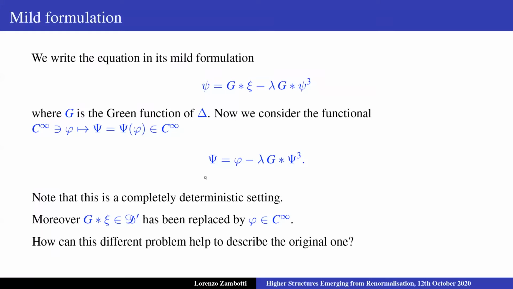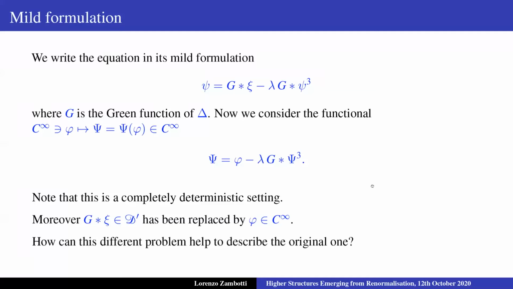Phi is a generic test function. And so this is maybe even more problematic. So I have replaced the distribution with the C infinity function. So now I am putting under the carpet the problem of polynomials or nonlinearities of distributions, but this will come back a bit later. So of course you could ask me, how can this simpler, different problem help to describe the original one? So just wait for a second.